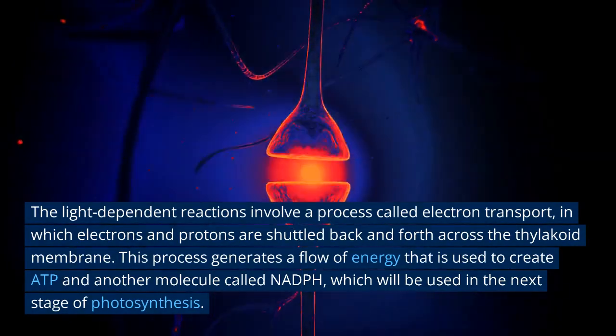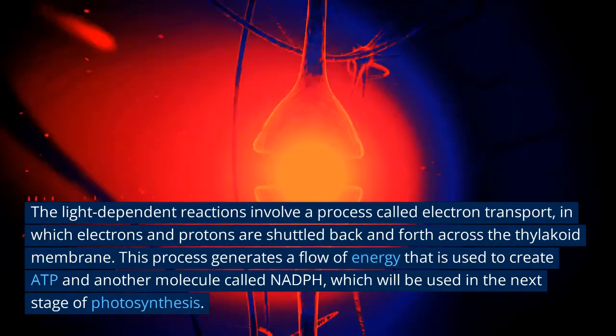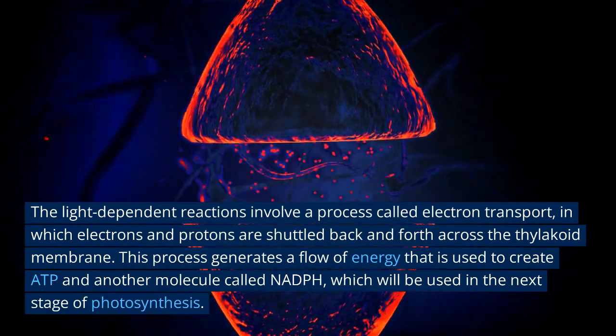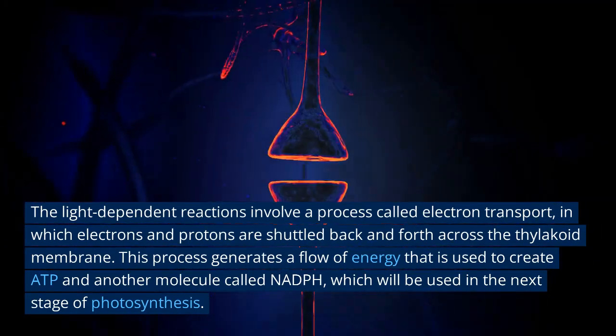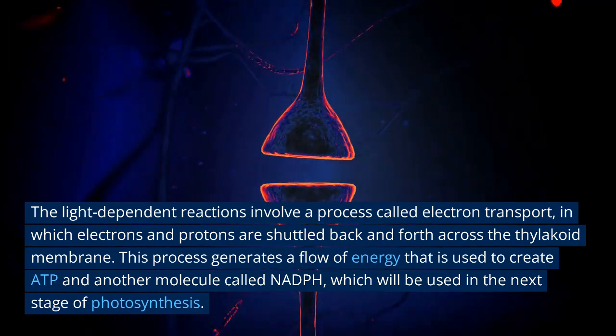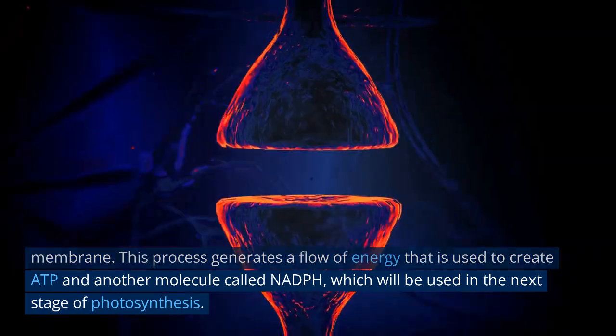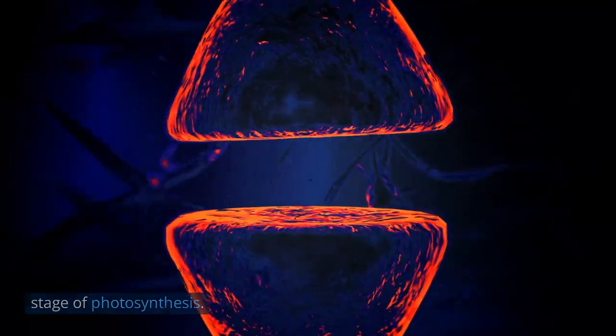The light-dependent reactions involve a process called electron transport, in which electrons and protons are shuttled back and forth across the thylakoid membrane. This process generates a flow of energy that is used to create ATP and another molecule called NADPH, which will be used in the next stage of photosynthesis.